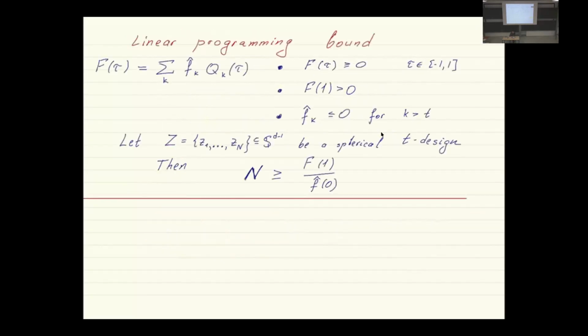So there is an analog of the linear programming bound for spherical designs, which gives you a lower bound on the size of spherical designs, and this is due to Delsarte, Goethals, and Seidel.